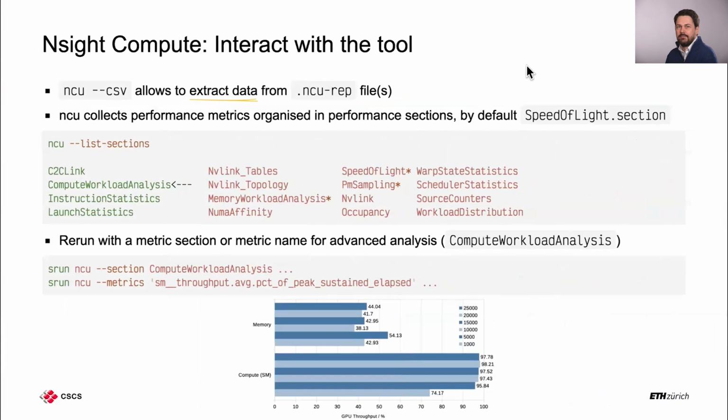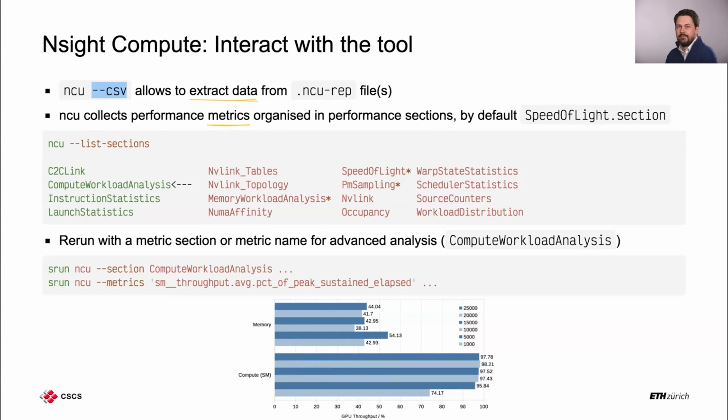So again, if you don't want to use the graphical interface, it's possible. You just export the data with the CSV flag, and then you just plot the data the way you want. So that's what I did. By default, NCU will use the speed of light list of performance metrics.